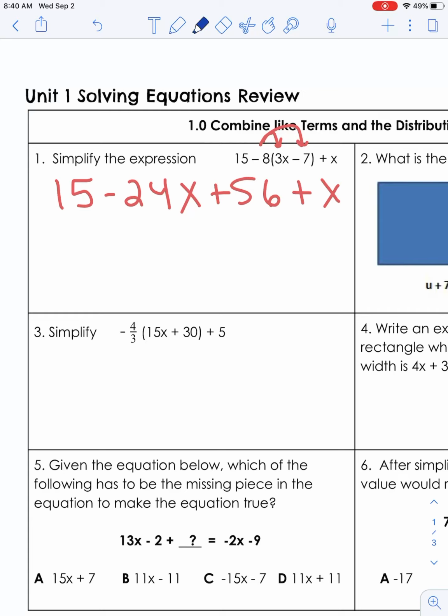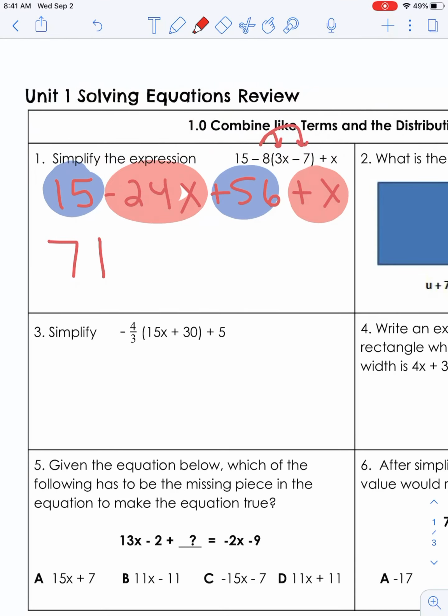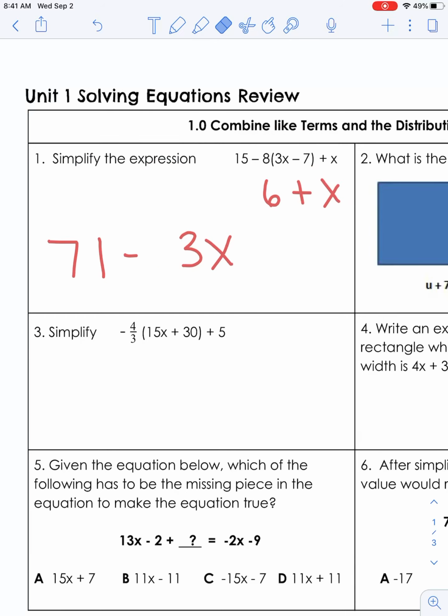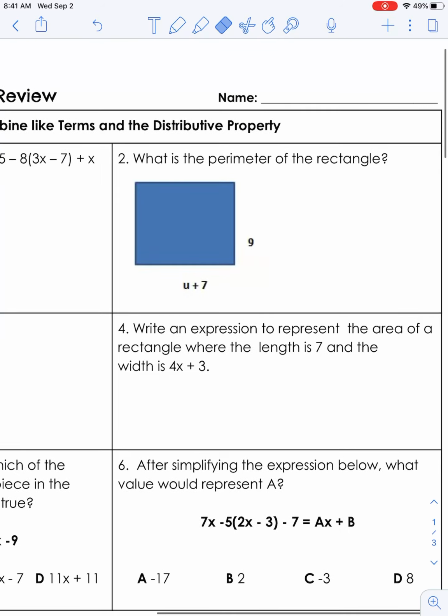Now we can combine like terms. 15 and 56 are like terms. 15 plus 56 is 71. And we can combine negative 24x plus x. Negative 24x plus x is negative 23x. That's your answer. Simplified. Number 2 asks us, what is the perimeter of the rectangle?